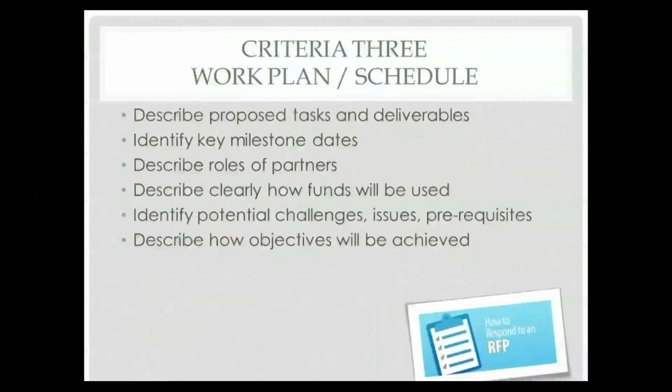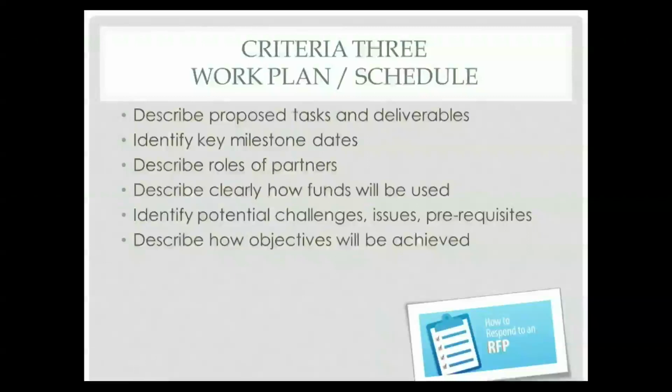The third criteria is going to be the work plan and schedule. So this is going to be the bulk of the proposal. It's going to be the section where you give us a detailed work plan, tell us what you're doing and how you're going to do it, and do that by describing each task and deliverable that's assigned to each task. Also, what type of metrics will you be using to measure the success of your project?